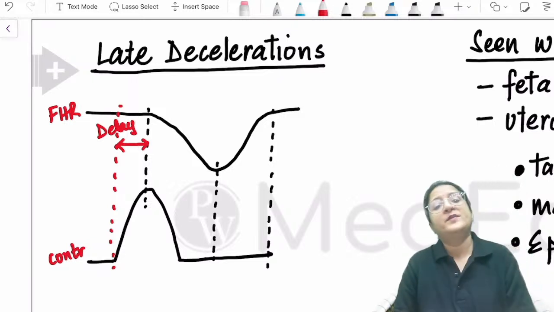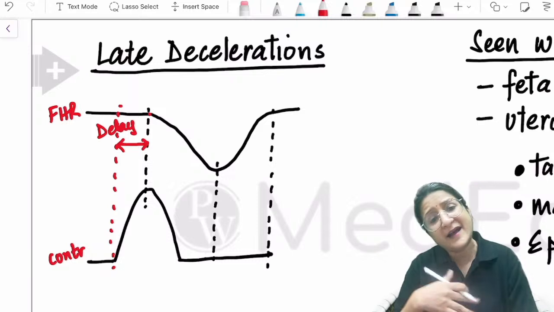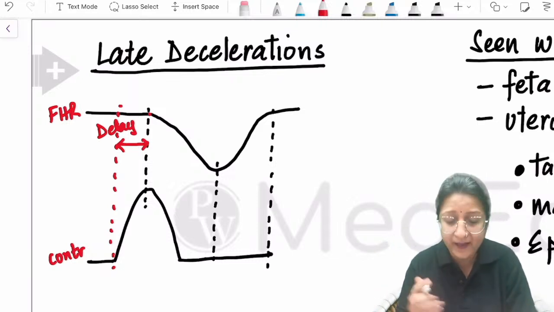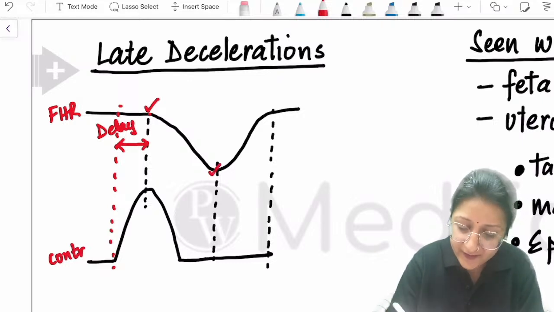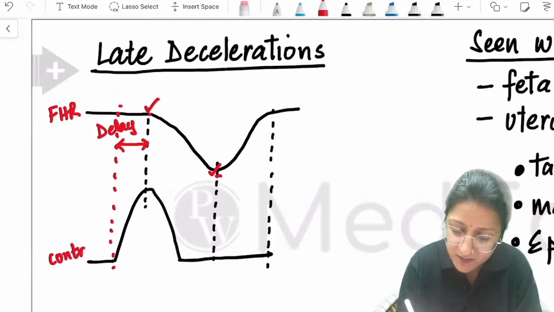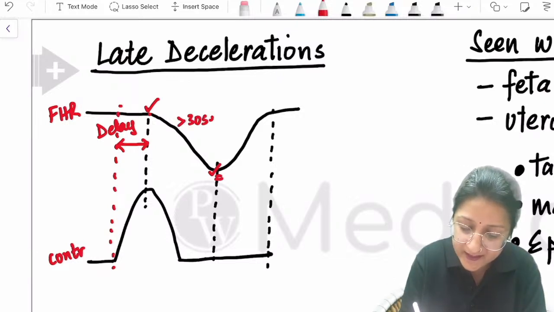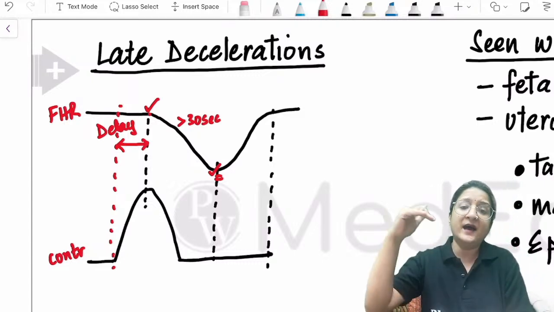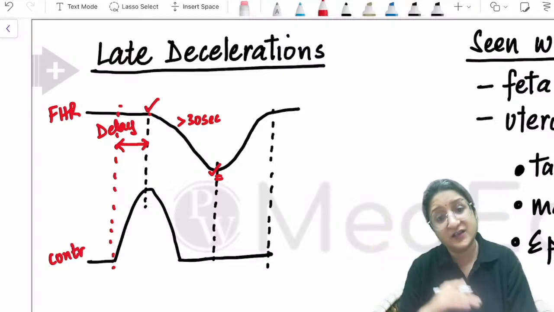There is a delay in which the fetal heart rate is normal. The contraction has already started, but the fetal heart rate has not dropped yet. Then it starts dropping, and the time taken for the fetal heart rate to reach the lowest point, that is the nadir, is more than 30 seconds. That's why late decelerations are not abrupt. They are gradual, right?